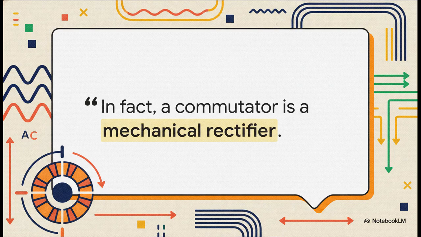The source material really just nails it with this quote: a rectifier is any device that converts AC to DC. And the commutator does that exact job, but purely with mechanical action. It's a physical switch that literally flips the connections at the perfect possible moment.